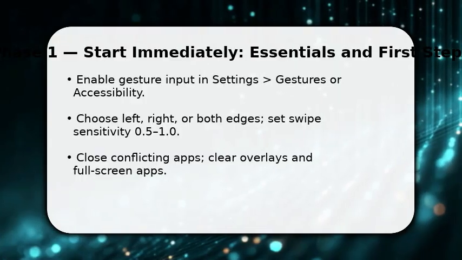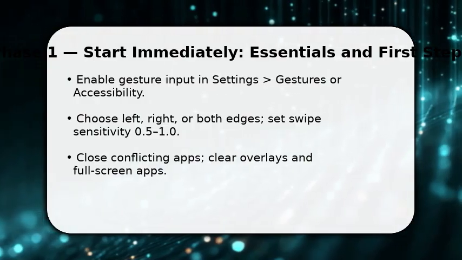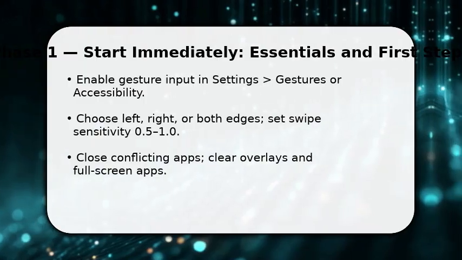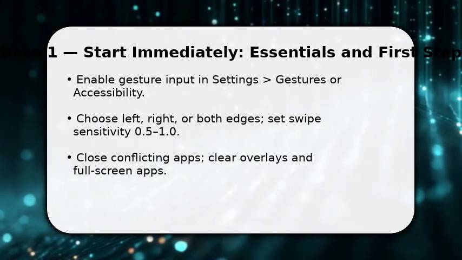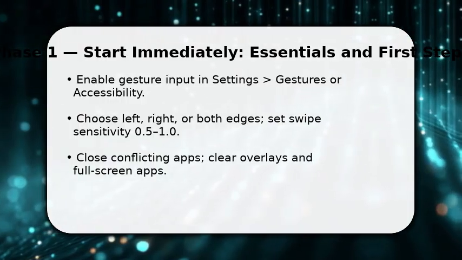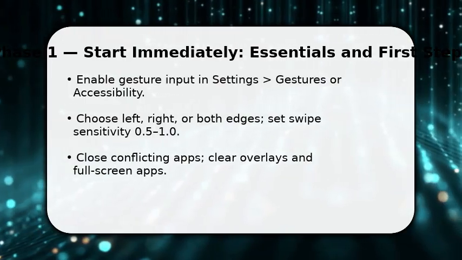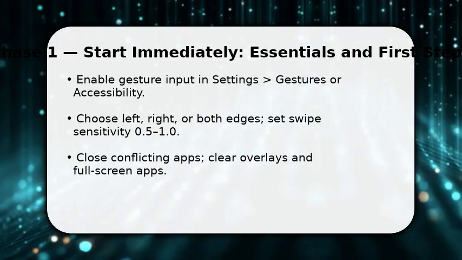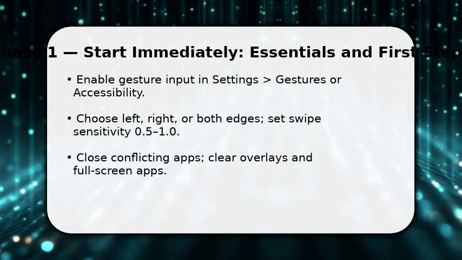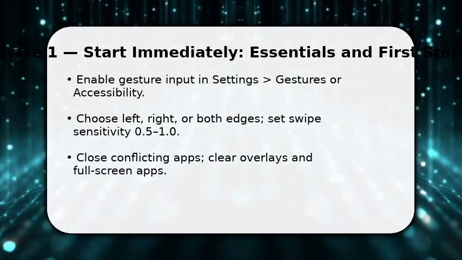You start by opening settings and enabling edge gestures. Do that now. Pick which edge, left, right, or both, and adjust sensitivity to 0.5-1.0 so your swipes register reliably. Once enabled, assign the action you want, such as back, home, or a custom shortcut, because the system needs a target to execute. Make sure to close apps that use full screen or overlays, since they often block gestures. This gets you moving immediately and sets a solid baseline for fine-tuning.